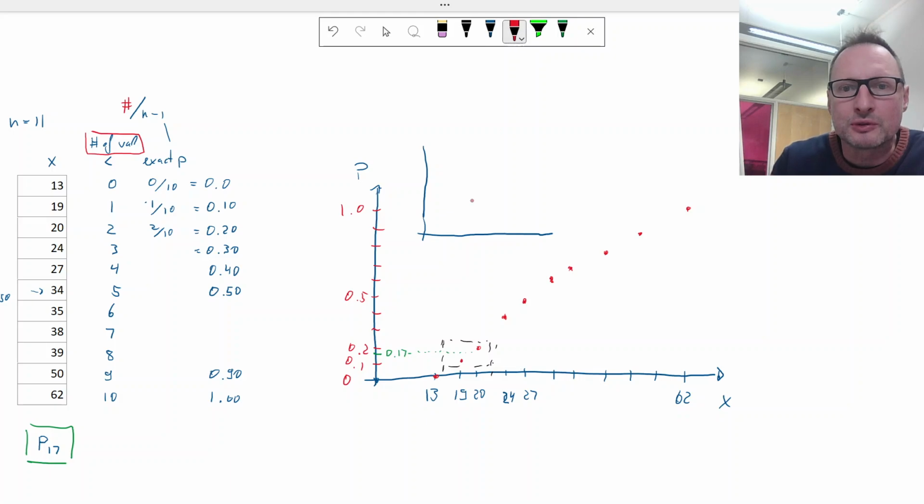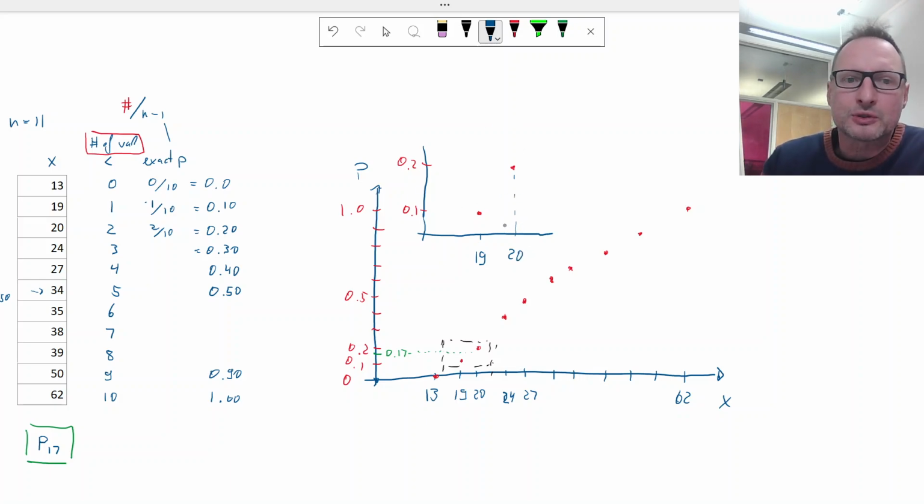We have our two points. We know that this point here is 19, and that is the 10th percentile, 0.1, and then we have 0.2, and that is the value of 20. Okay, that's over here, and then that is 20.